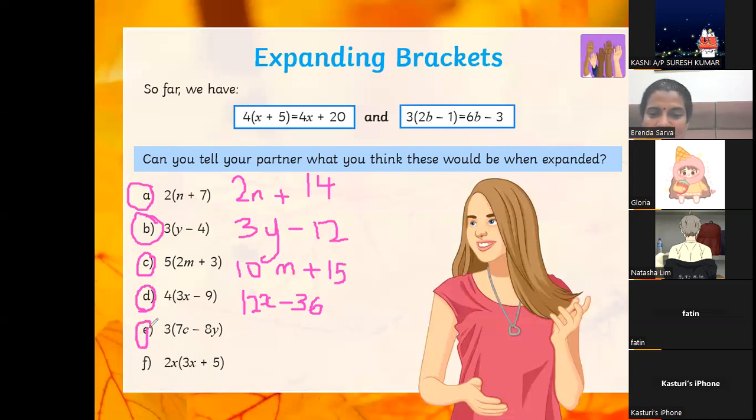Next question. Am I going too fast, girls? E. Now you gave me your answer already. 21c minus 24y. Very good. There is another term there. One is c, the other one is y. So multiply it. Good. How about F?